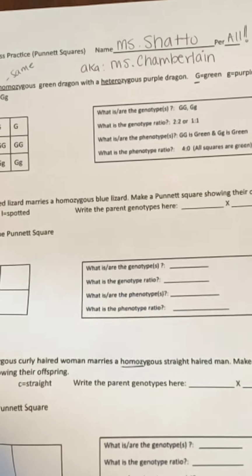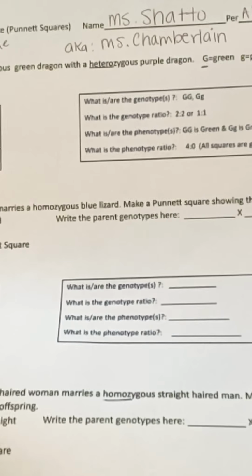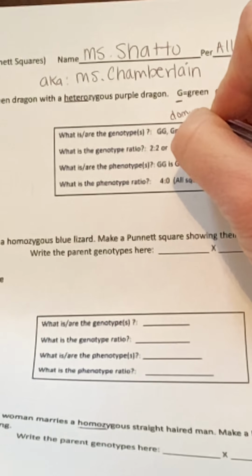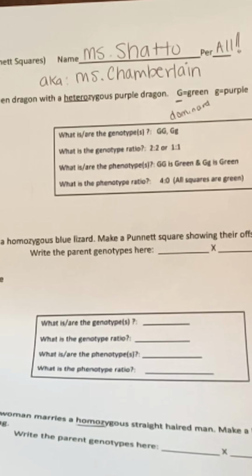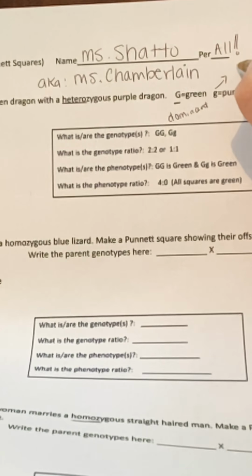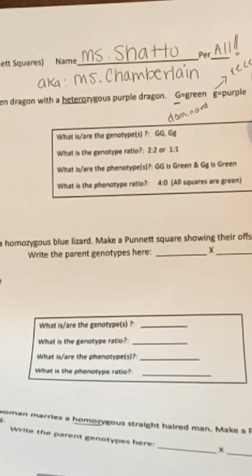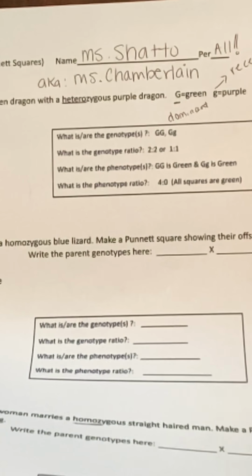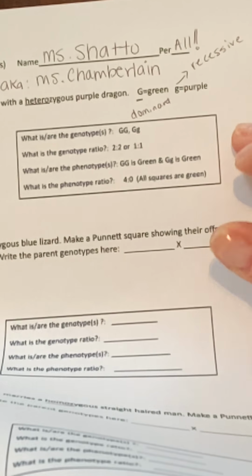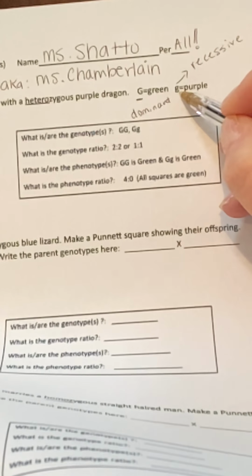Let me blow this up a little bit. It shows us that this is dominant here. And then this lowercase g indicates that it's recessive. This information was given to you, so you have no choice but to take it. It's recessive because it's lowercase g.